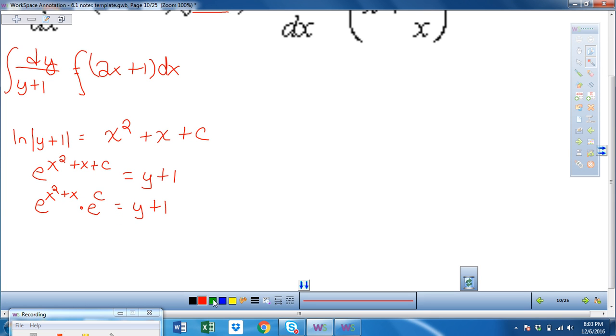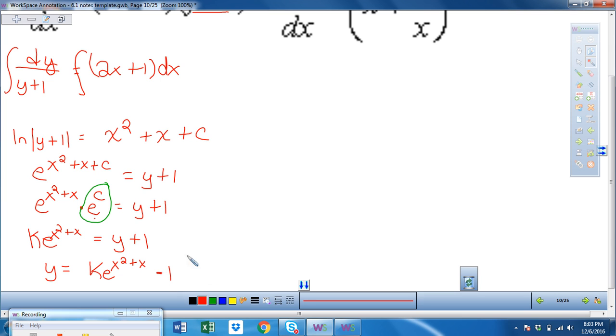So you may be asking, why do I want to do that? Because e to the c becomes its own constant. So instead of writing this as e to the c, I can write it as some constant, and let's call that constant k. So now I have k times e to the x squared plus x, and that's equal to y plus 1. So y is equal to k e to the x squared plus x, minus 1.